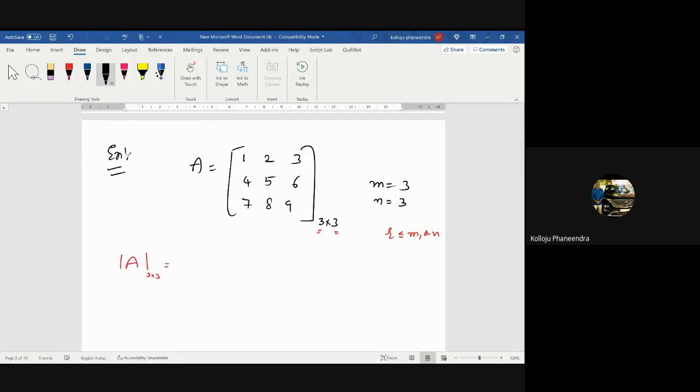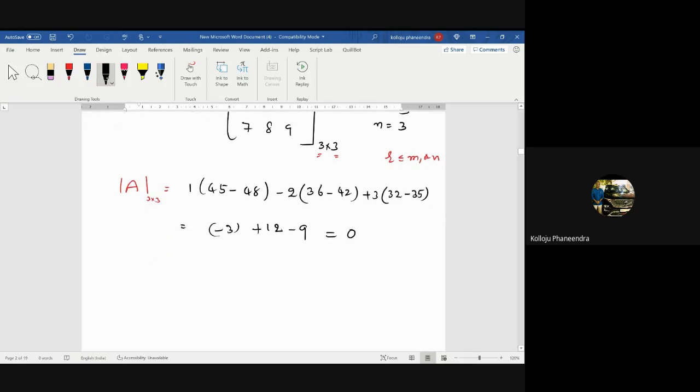Okay, what is its value? You know how to calculate the determinant of order 3. This is 45 minus 48, next minus 2 into 36 minus 42, next plus 3 into 32 minus 35. So this is negative 3, minus 2 into minus 6, so plus 12, and this is minus 3 times 3, so minus 9. So what is the value? 0.